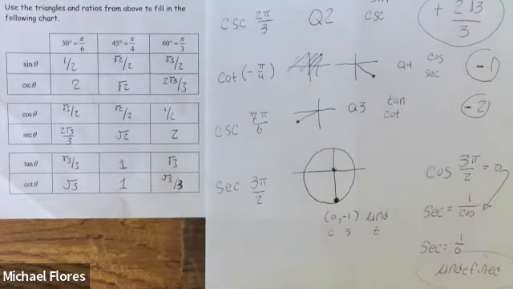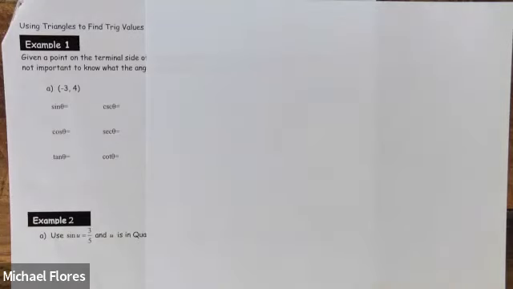That would be your answer for secant of 3 pi over 2. I'm going to do examples 1A, 1B, and 2A. I highly encourage you, after example 1A, try and do 1B and 2A on your own. These are really not too bad. They just require some practice.